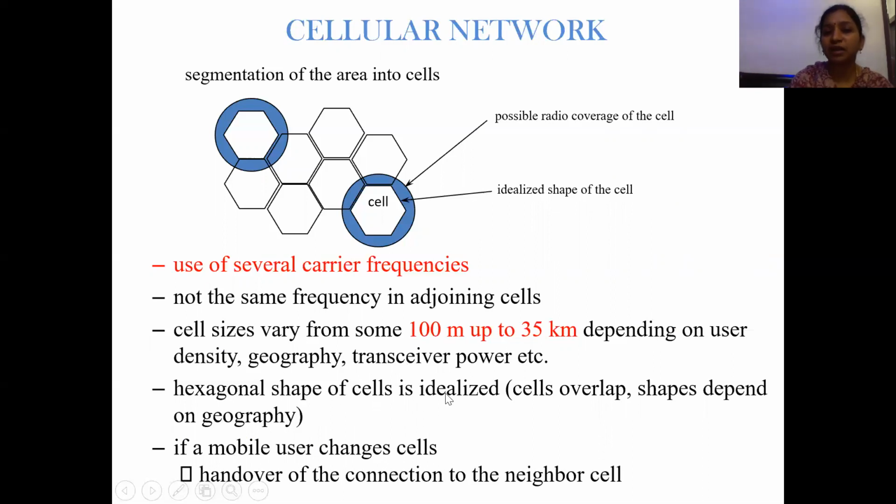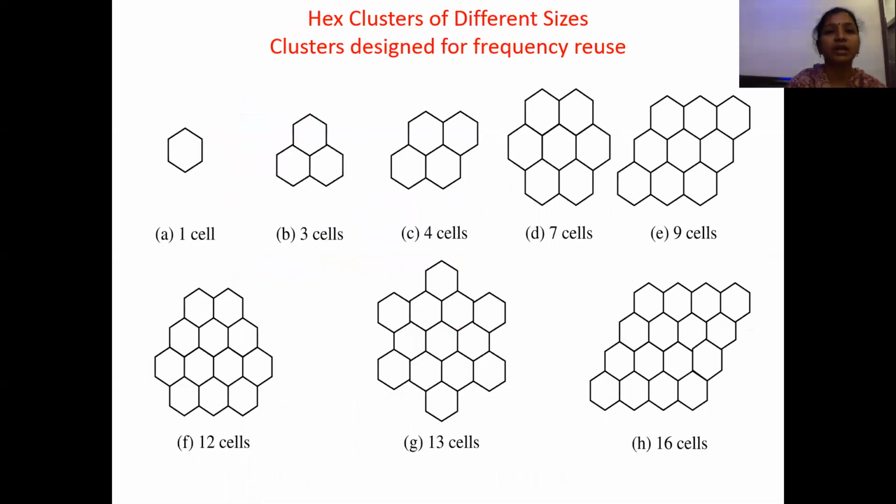The hexagonal shape of cells is idealized. Already we have seen, we have taken the cell shape as the hexagon, which is closer to the circular shape, which is the pattern of an isotropic antenna. As the hexagonal shape is nearer to it, and we have some other advantages, because of that we have taken the cell shape as the hexagonal shape. If a mobile user changes cells, then it is called a handover. That problem is also looked after very nicely in the case of this cellular concept.